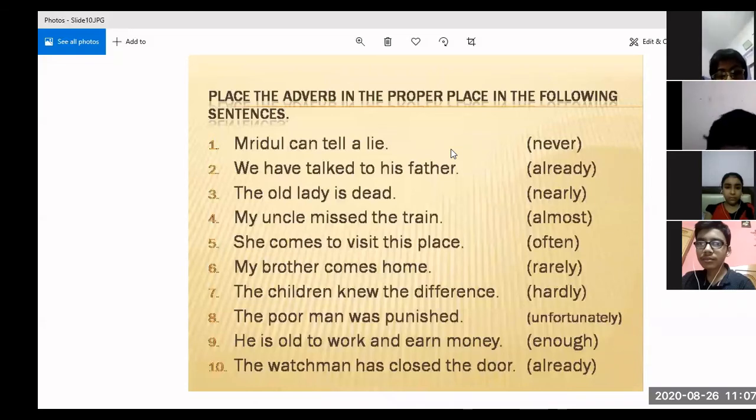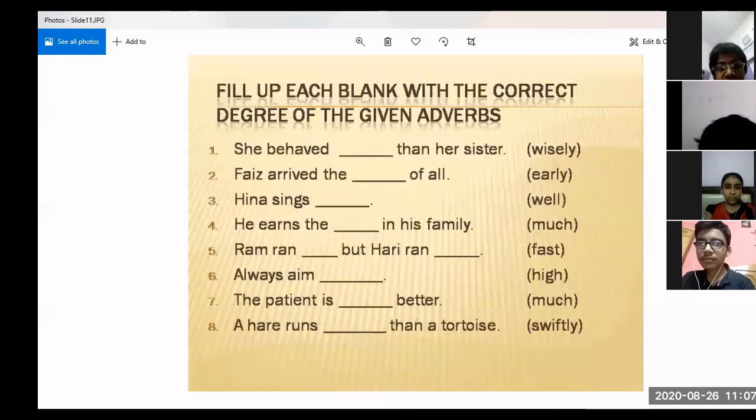Very good. Now, next is, you have to fill up each blank with the correct degree of the given adverb. Okay. First sentence, she behaved dash than her sister. Let me see who will answer. Yes, Nandika.